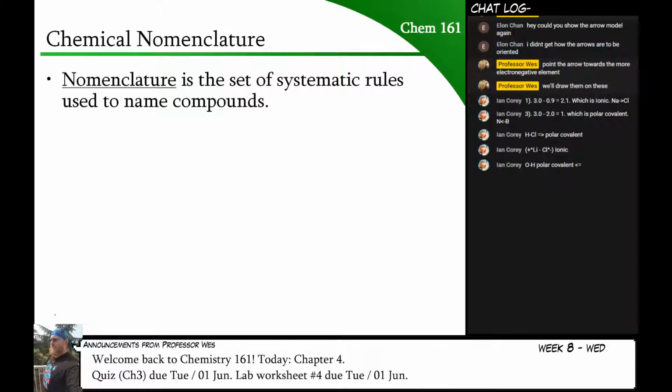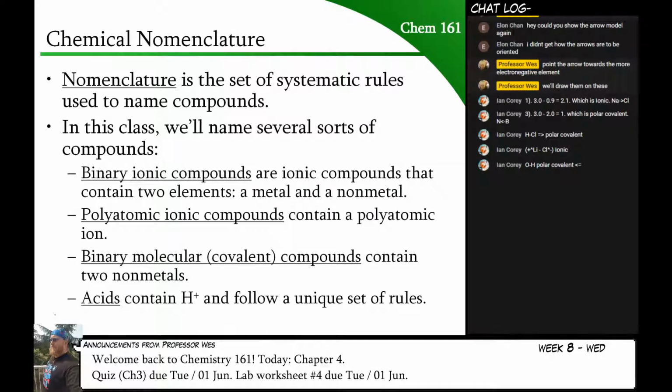How do you name stuff? The way that we name compounds in Chem 161 and in just general chemistry is by using the rules of chemical nomenclature. Nomenclature sets out some rules for us that will help us name these categories of compounds in this class. So we've got ionic compounds, which we're going to split into either binary or polyatomic. We've got covalent compounds. And then we've got acids. You're going to see a lot of acids in chemistry, so we're going to try and name them here, even though we haven't talked about acids all that much yet.